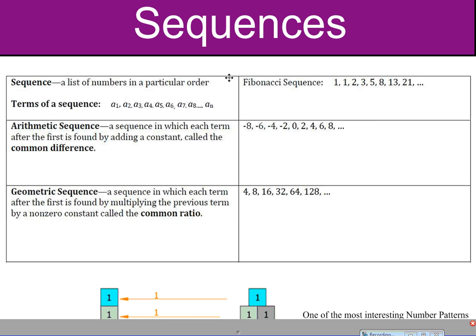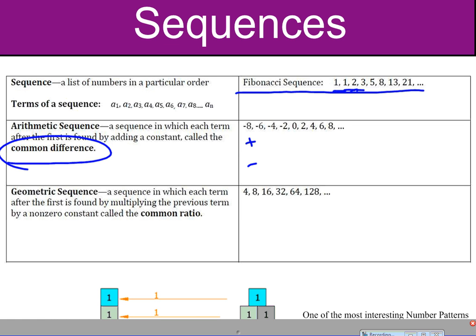So the Fibonacci sequence is the one right here. That's just an example where you take the previous two numbers to get the next one. So if you look at 1, 1, 2: 1 plus 1 equals 2, 1 plus 2 equals 3, and so on and so forth. An arithmetic sequence is a sequence where you're either adding or subtracting over and over again each time. That's called a common difference for an arithmetic sequence.